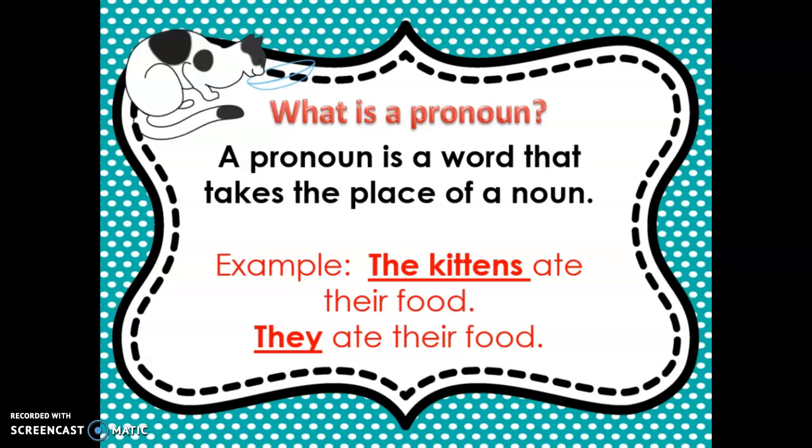Same thing if I wanted to say Frank ate all the spaghetti. If I wanted to replace Frank, I could use he ate all of the spaghetti. And your pronouns are normally he, she, they, them, her, their, all of the it's a pronoun as well. So all of those are pronouns that you can use to replace a noun.